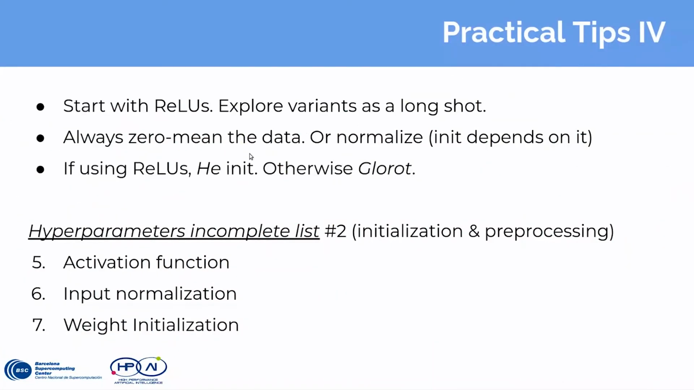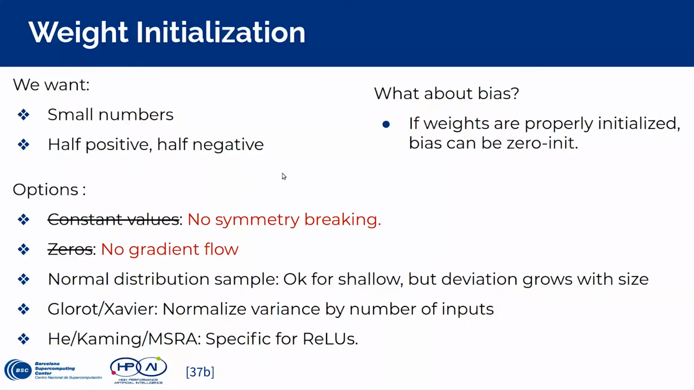It's always a good idea to normalize your data to simplify the life of your neural network, and also find the proper initialization. So when you start training the network, you have to assign a random value to every single weight in the network. And we want these to be small numbers, half positive, half negative. And there are several different ways of initializing them. When you're using ReLUs, this is the best approach. If not, there are other alternatives that also work okay.